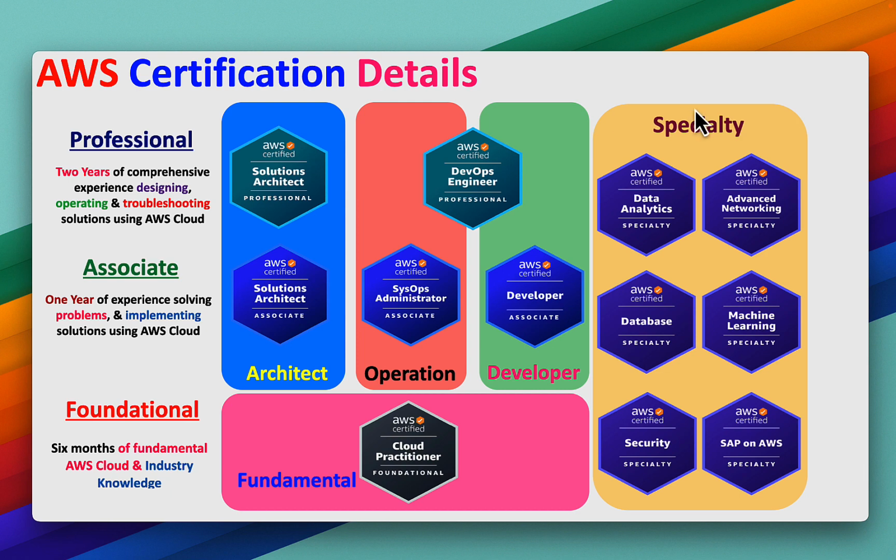Now coming to the specialty track, there are 6 certifications. So what exactly is specialty? A specialty certificate is something very specific to the domain that you're going to work on. So it could be data analytics, or you might be coming from a networking background, or you might be closely working on databases, or you might be a machine learning developer, or you could be in the security domain, or you might even be coming from an SAP background.